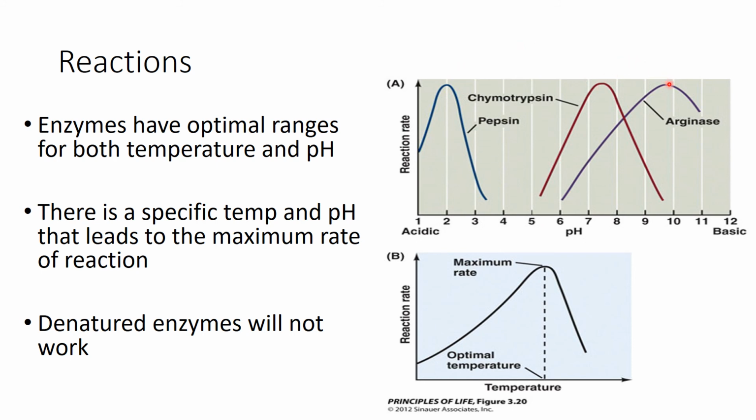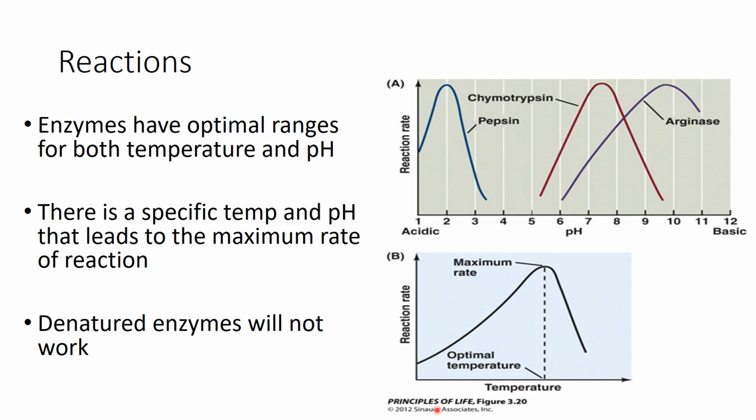If you look at the pH graph, each enzyme has a different optimal pH. Inside your body, there are different pHs in all the different places. Pepsin is inside your stomach. Your stomach is a very acidic area, so its optimal pH is around 2. Other places in your body aren't that acidic. Nothing else would survive there. Chymotrypsin's optimal pH is around 7.5. Arginase's optimal pH is around 9.8.